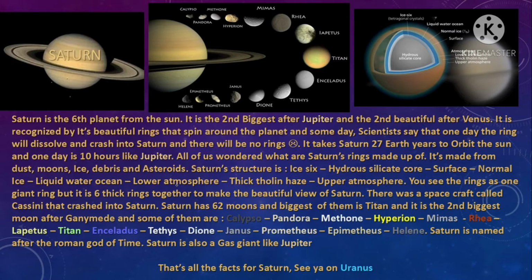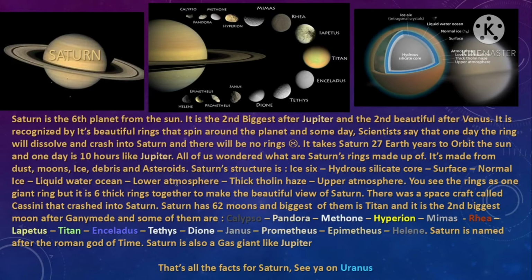Saturn has 62 moons, and the biggest of them all is Titan, the second biggest moon after Ganymede in the solar system. Some of the moons are Calypso, Pandora, Methone, Hyperion, Mimas, Rhea, Iapetus, Titan, Enceladus, Tethys, Dione, Janus, Prometheus, and Helene. Saturn is named after the Roman god of time. Saturn is also a gas giant like Jupiter.